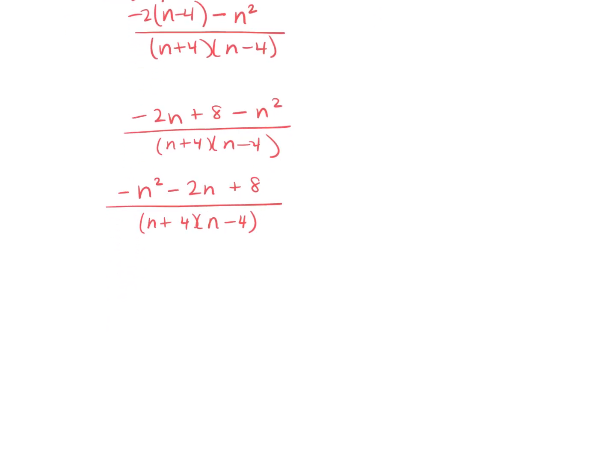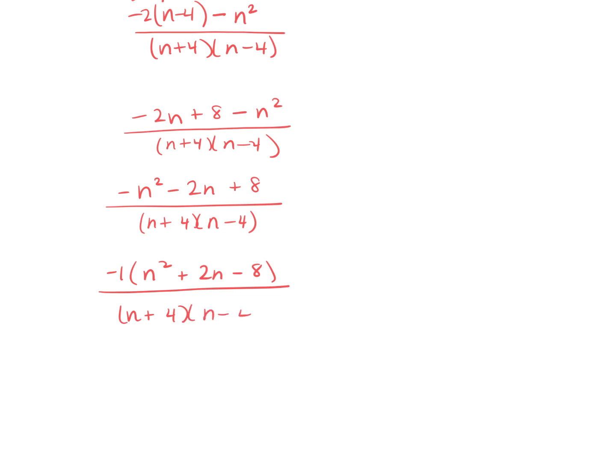We want to see if we can get any factors to reduce, which means we want to factor this numerator. But do you see how that is a negative n squared? Let's factor out a negative 1. So we have n squared plus 2n minus 8, and then we want to see if that trinomial will factor.